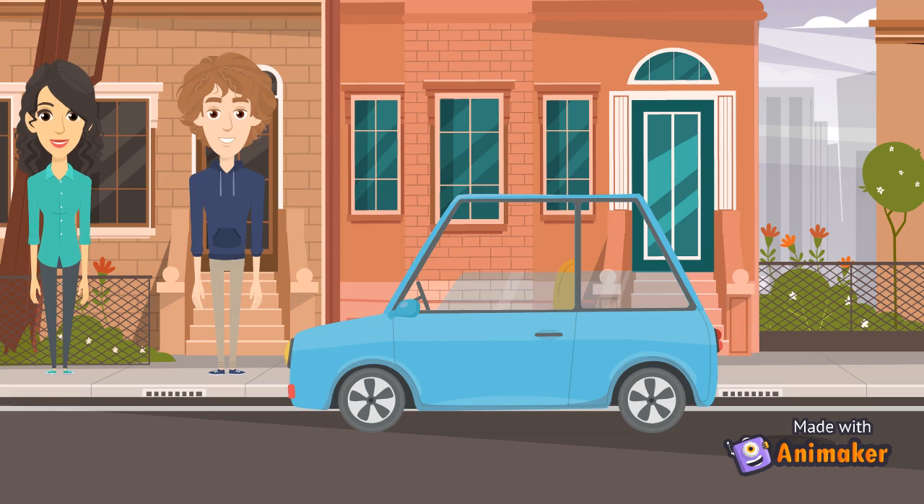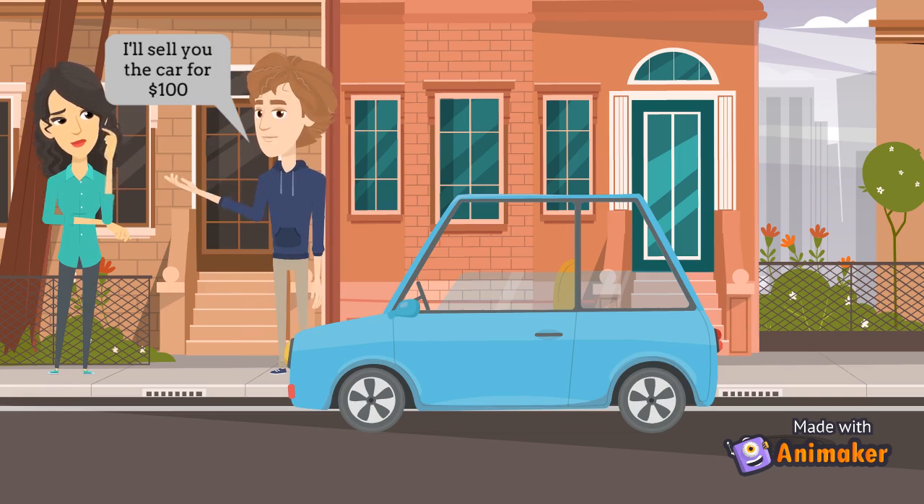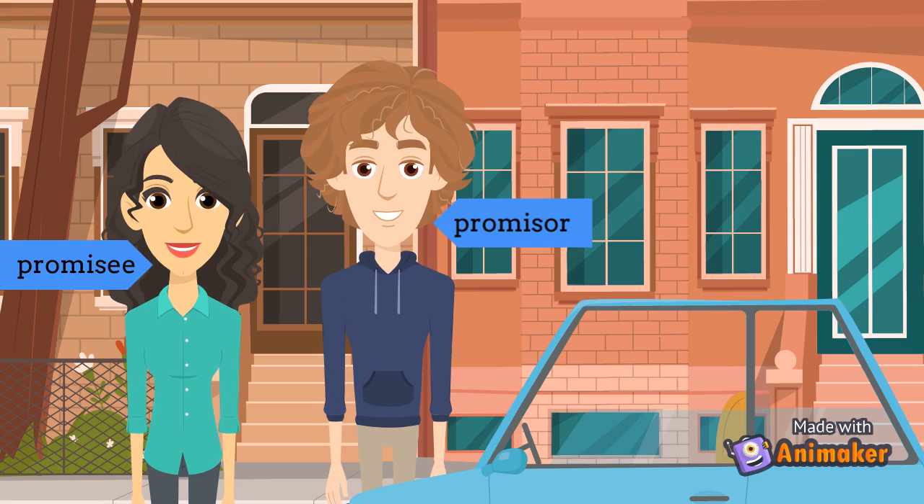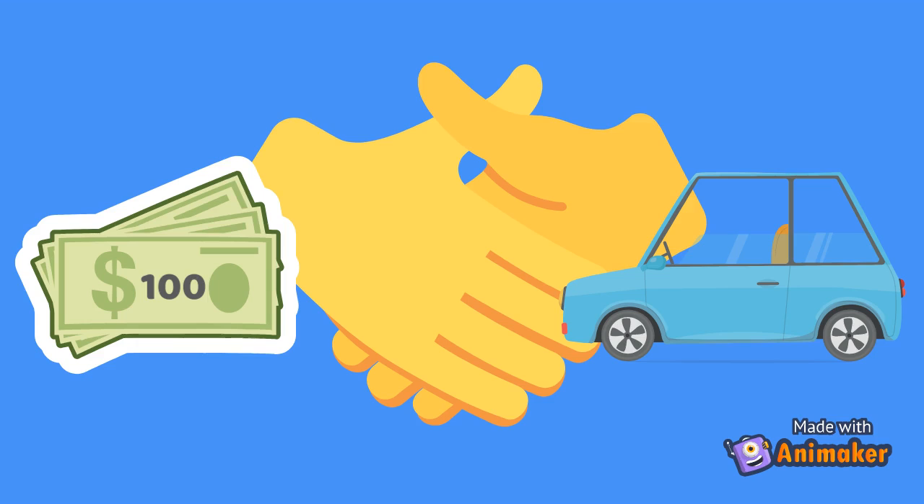Now, let's try to show this concept with a more concrete example. Say Tim offers to sell his car to Amanda for the price of $100. Amanda accepts. In this case, Tim is the promisor and Amanda is the promisee. Amanda is suffering a legal detriment in the value of $100.